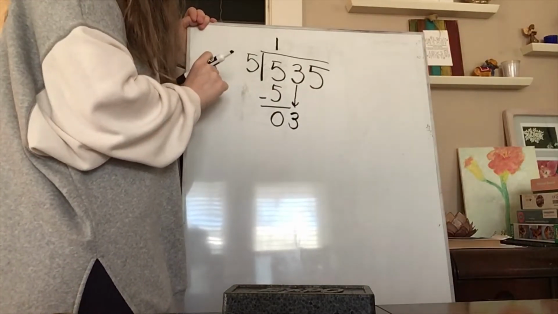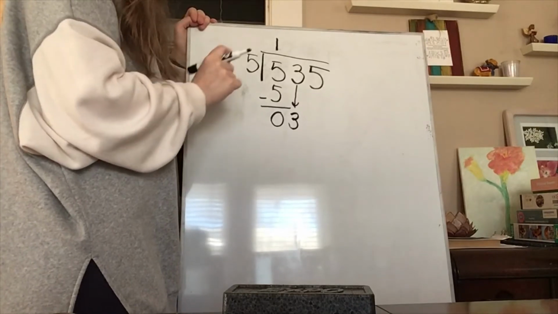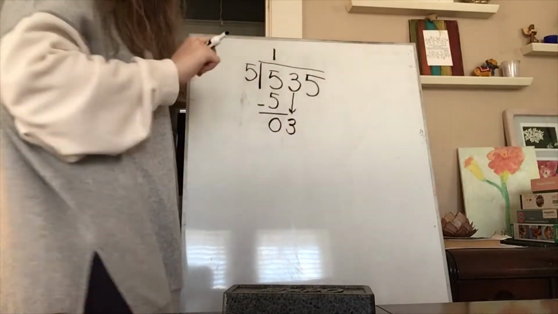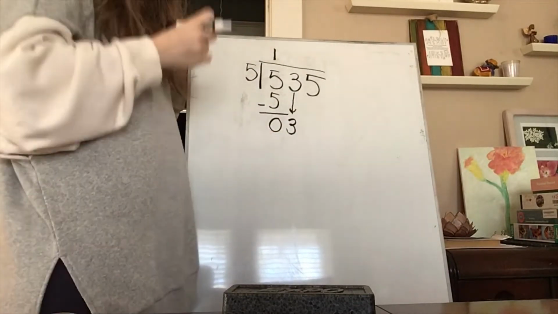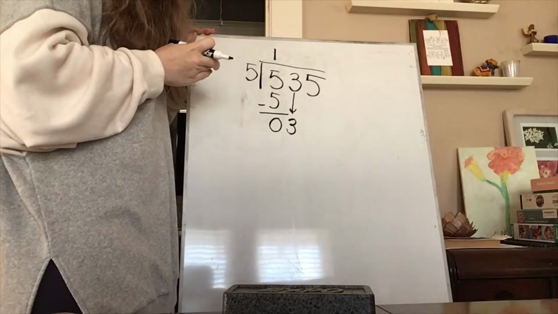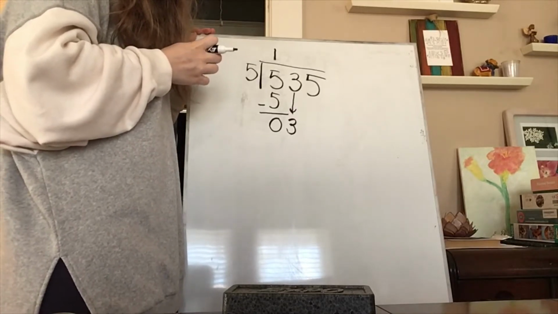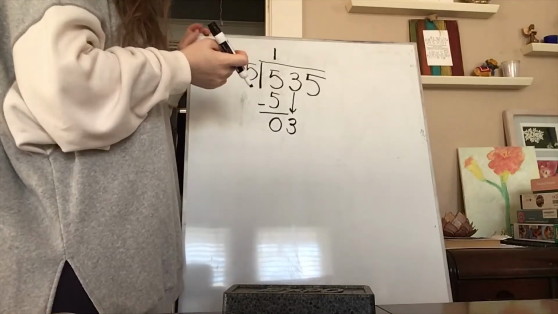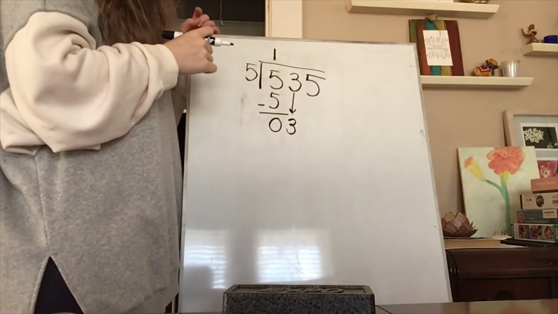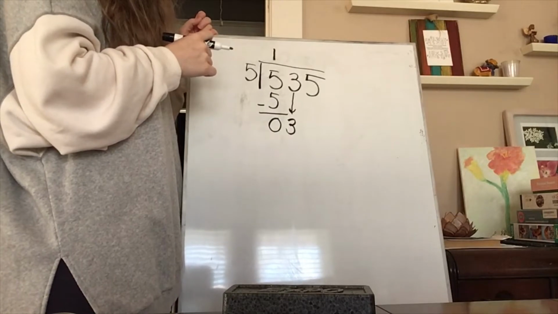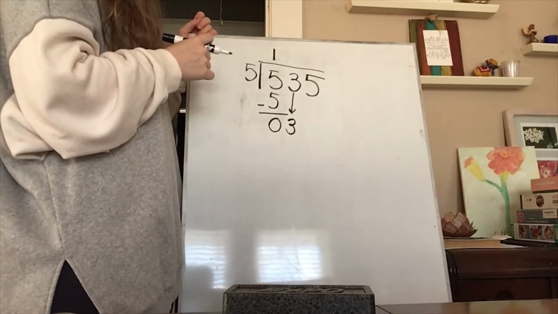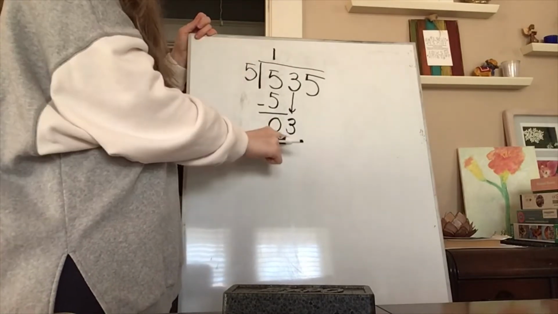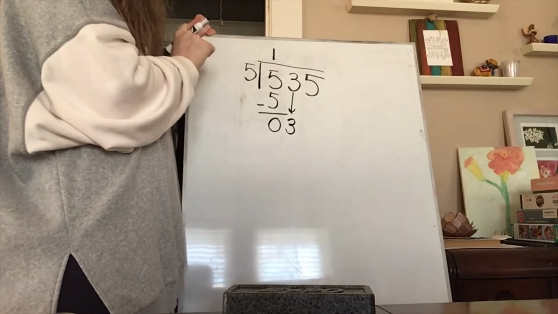Now we have our new dividend. Ethan, what's our new dividend? 3. What do we do next? Aaron? We divide to see how many times our new dividend can go into our divisor. Opposite. That means we're seeing how many times 3 will go into 5.